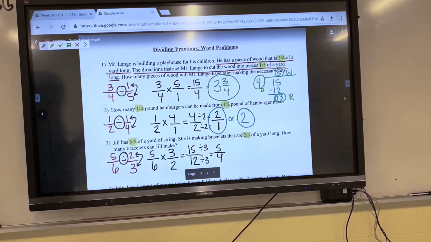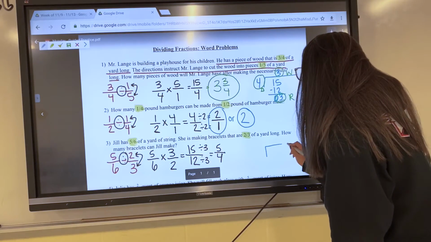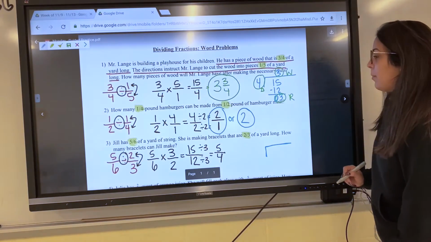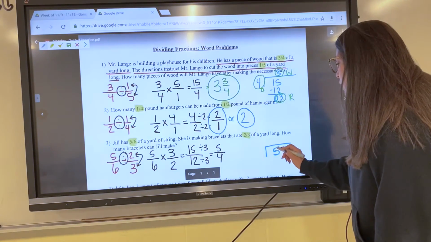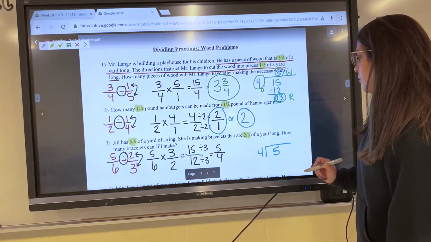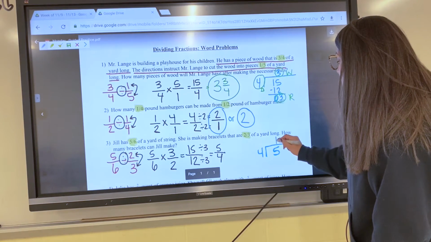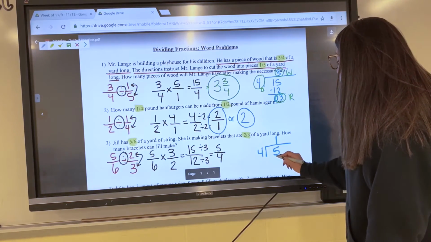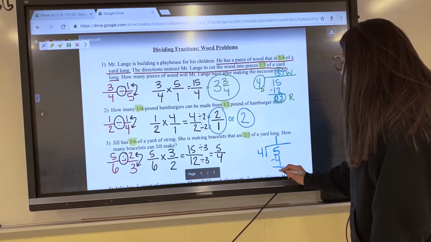But we do not want to leave our number as an improper fraction. So, just like how we did on number 1, I'm going to go to the side, and I'm going to divide to create a mixed number. So 5 is going to go on the inside, and 4 is going to go on the outside. 4 can only go into 5 one time, so I put 1 at the top. 1 times 4 is 4. Subtract, and 5 minus 4 is 1.